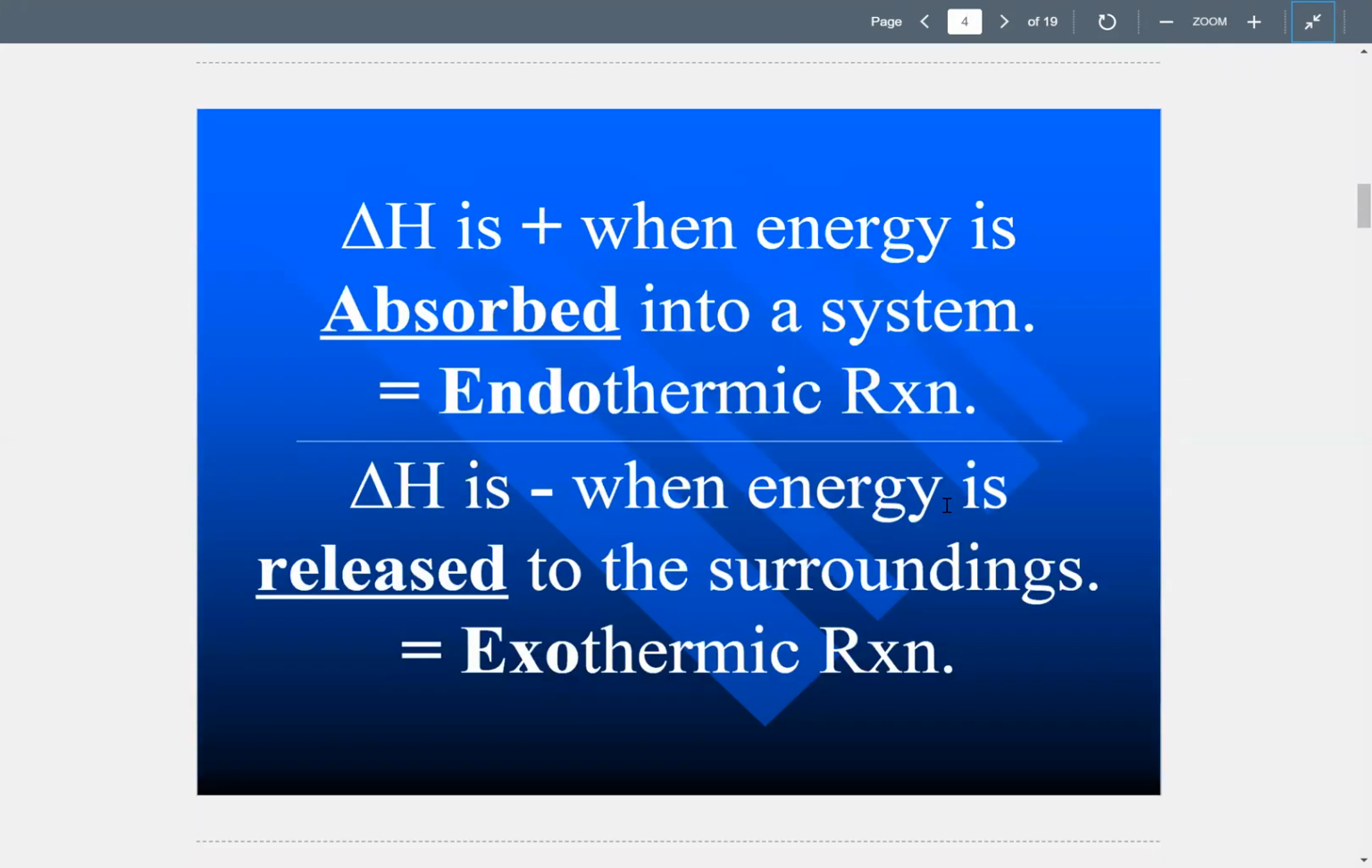And so we talked about Q positive being endothermic and Q negative being exothermic. Well, we can also just translate that into delta H. If the change in the chemical reaction results in a positive change, then that means that the energy had to go into the system. If the change in the energy is negative, it gives off energy, then that's exothermic.